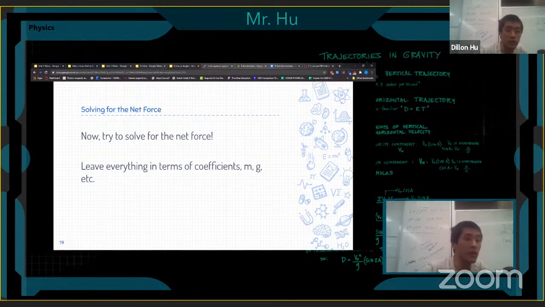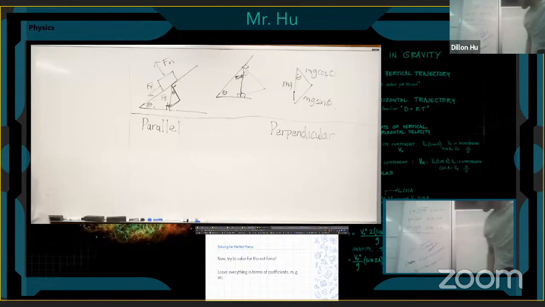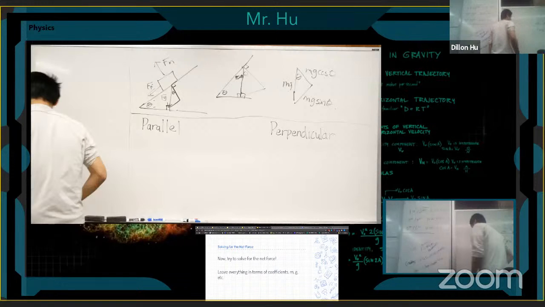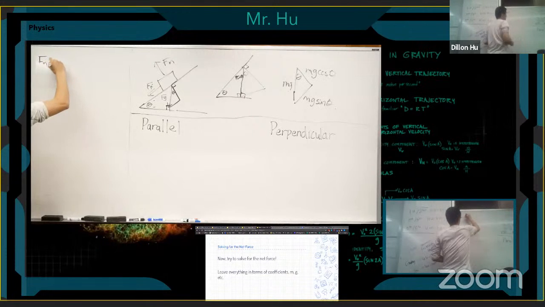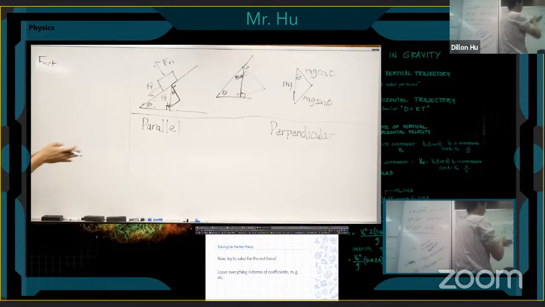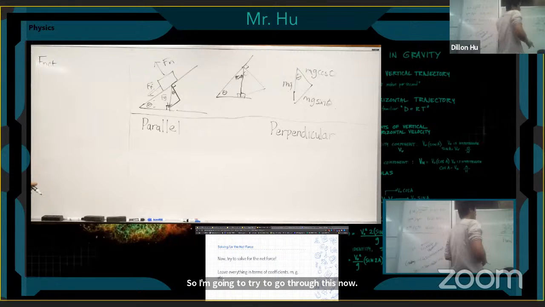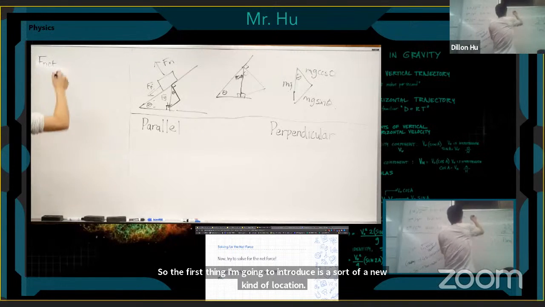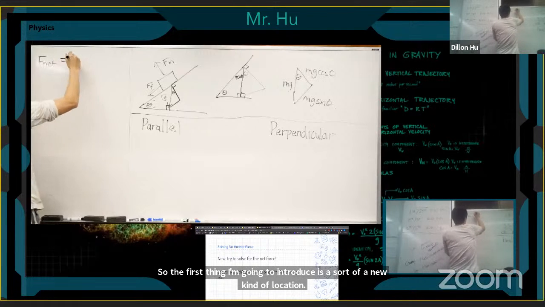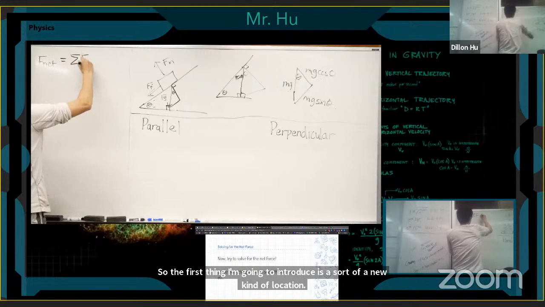Okay, so I'm going to try to go through this now. The first thing I'm going to introduce is a new kind of notation. Previously we used the net force. The net force is helpful because it tells us that we're looking at an overall force in one particular direction. However, the net force can be misleading, because in reality it's not so much the net force as it is the sum of all forces.